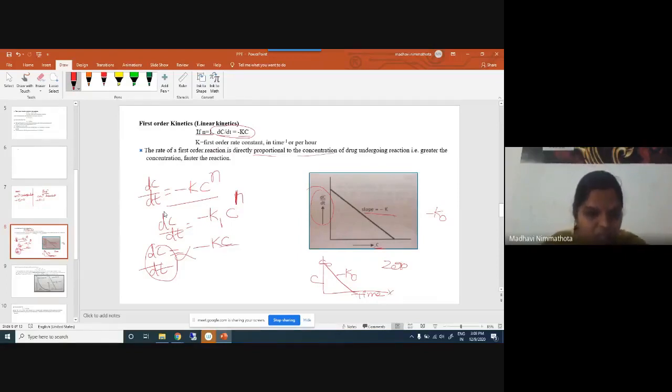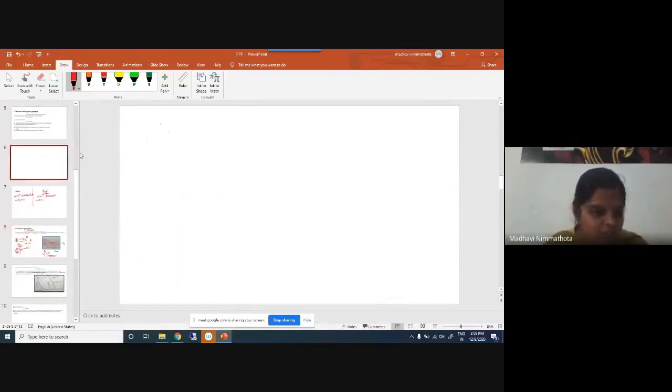And one more important thing, you have to learn the derivation for this first order kinetics. So now I am going to explain the derivation of first order kinetics. See here.